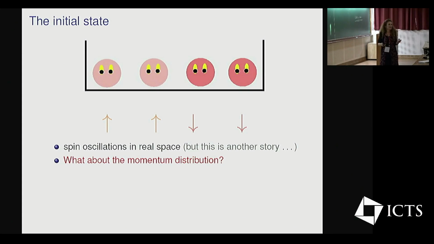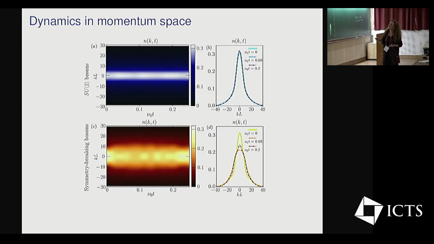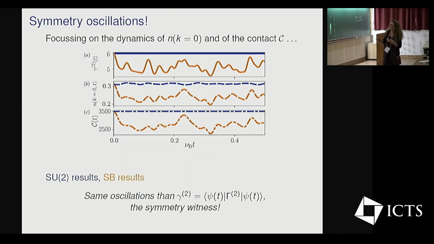So the question is, what happens in the momentum distribution? And this is what happens. If the system evolves with the SU(2) Hamiltonian, the momentum distribution in practice does not evolve in time, while when you break the symmetry, you have a large oscillation of the momentum distribution. To be more quantitative, what we have plotted here is the expectation value of my symmetry witness operator, gamma 2. The blue curve is for the SU(2) case, it doesn't move, the symmetry doesn't evolve, and the orange curve is for the symmetry breaking case.